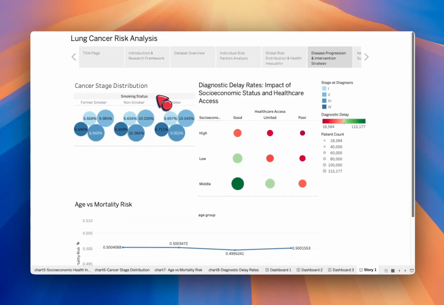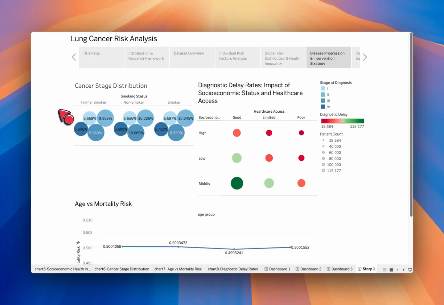Let's look at these bubble charts. The bubble size represents the number of patients, and the color shows cancer stages. Interestingly, the three smoking groups show very similar stage distributions. Former smokers, non-smokers, and smokers all have stage 1 between 6.6 to 6.7%, stage 2 around 10%, stage 3 between 6.6 to 6.7%, and stage 4 close to 10%.